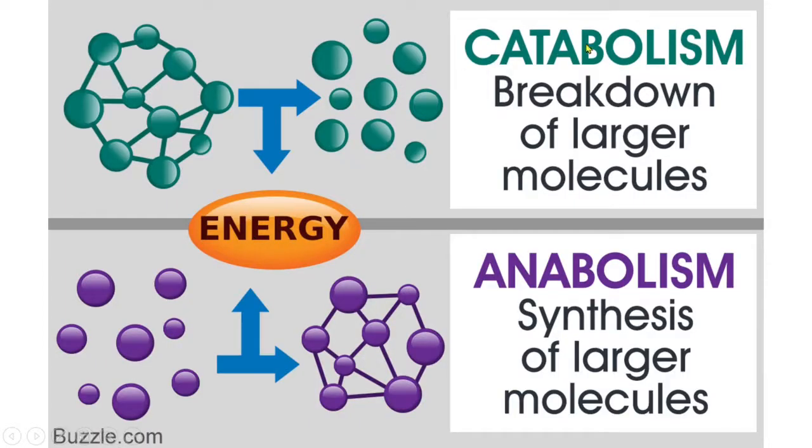When we talk about catabolism, it is catabolic. It means breakdown of larger molecules. In this case, one example would be proteins being broken down into their constituent amino acids. On the other hand, anabolism is defined as synthesis of larger molecules. From our example, amino acids would now be put together to produce the larger protein. So that's the difference between catabolism and anabolism.